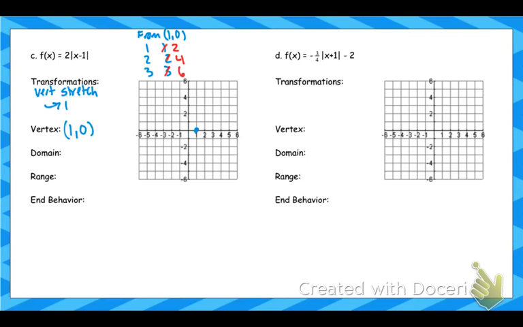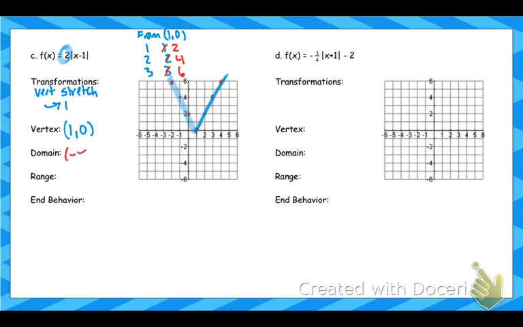Now again, these are not coordinates. This is how we're moving from the vertex. So from the vertex, right 1, up 2. From the vertex, right 2, up 1, 2, 3, 4. Let me erase those other points. From the vertex, right 3, up 6. And then follow those same points to the other side. Again, what you'll probably notice, this number is the slope of this part of my graph. I'm going up 2 over 1, up 2 over 1, up 2 over 1. So you can also use that to help you draw your graph.